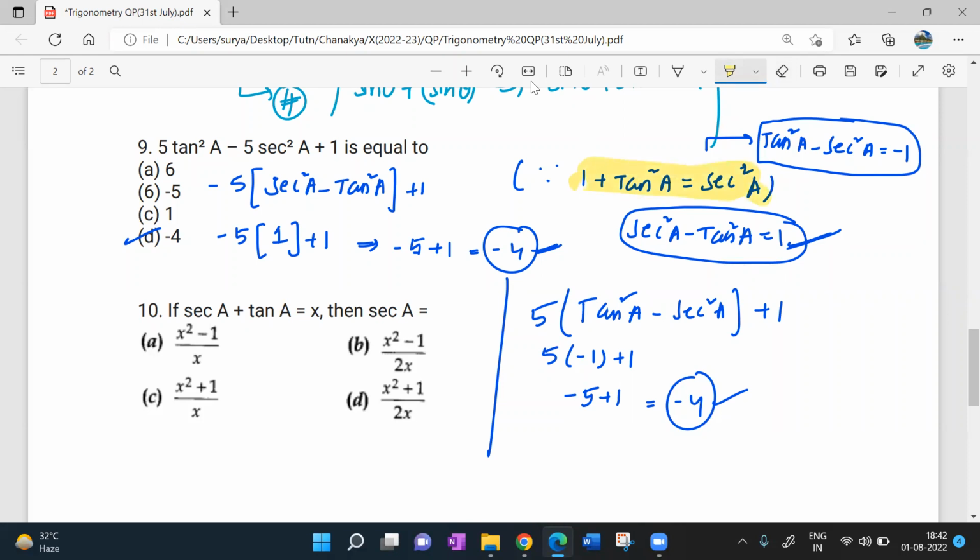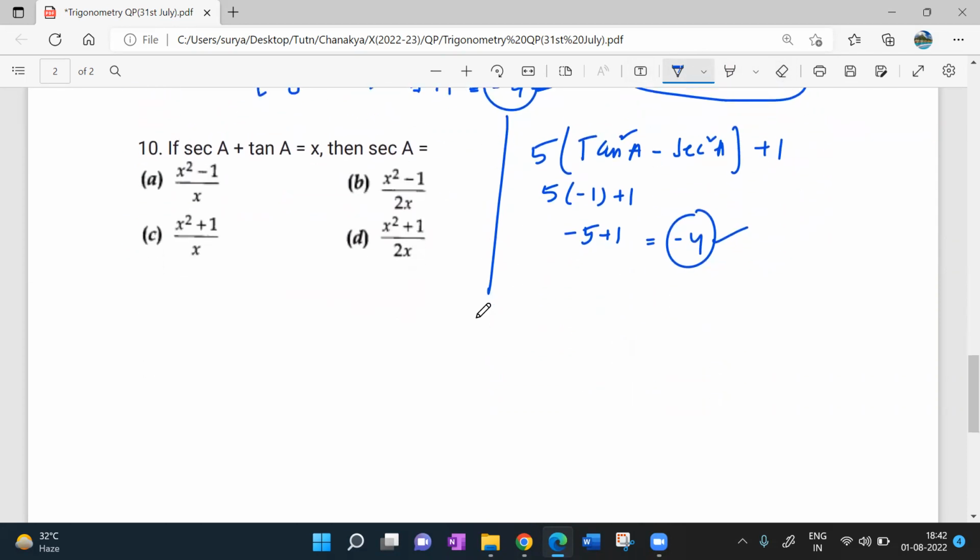Any doubts? From that only I wrote these 2 blue color boxes, this one and this one. Any doubts? Is it clear with everyone? Yes, sir. Next, the 10th question is a beautiful question.